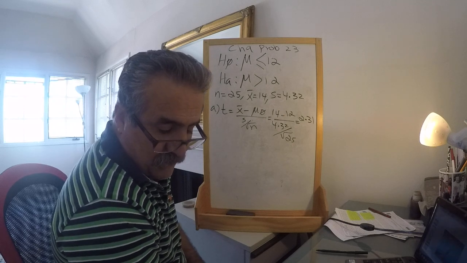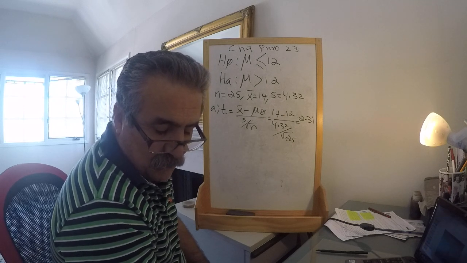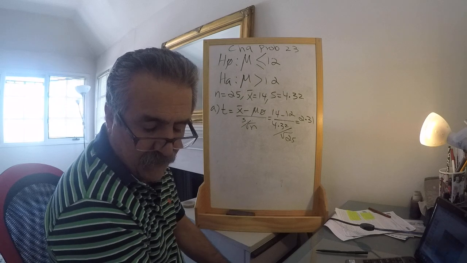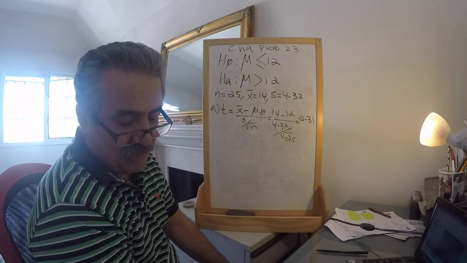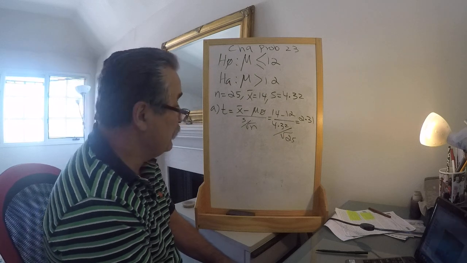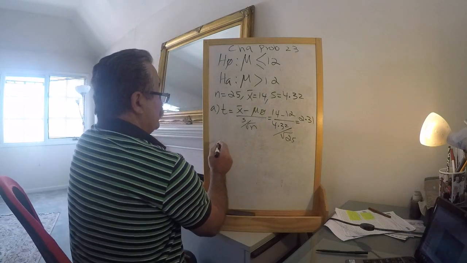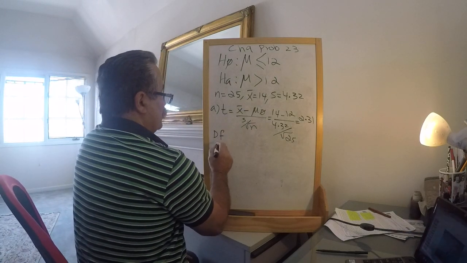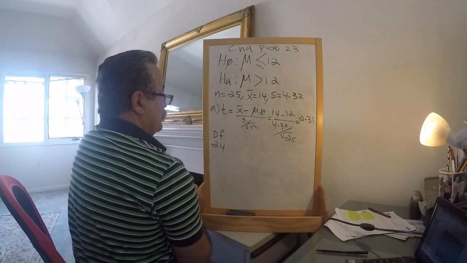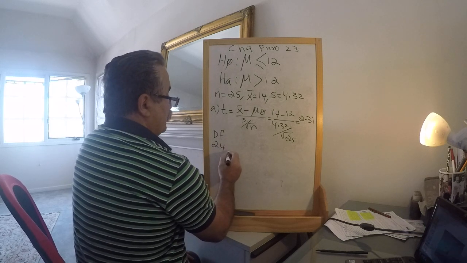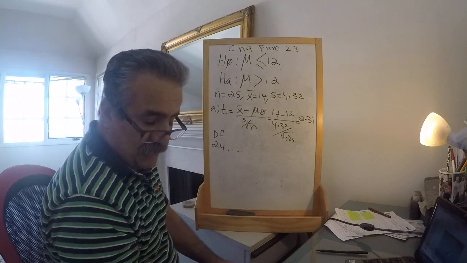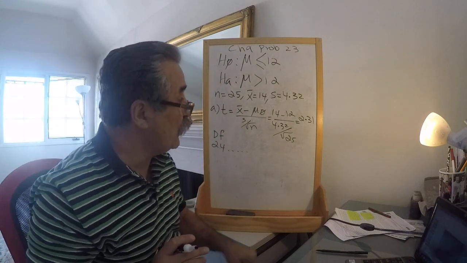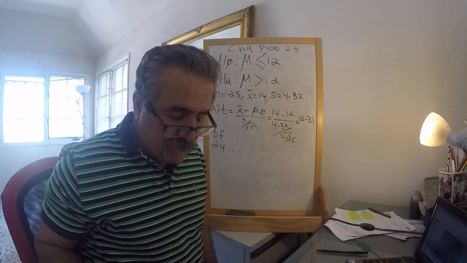Part B, use the T distribution table to compute a range for the p-value. So we have n equal to 25. We go to degree of freedom equal to 24. Across from 24, we have to go ahead and see if we can locate 2.31.